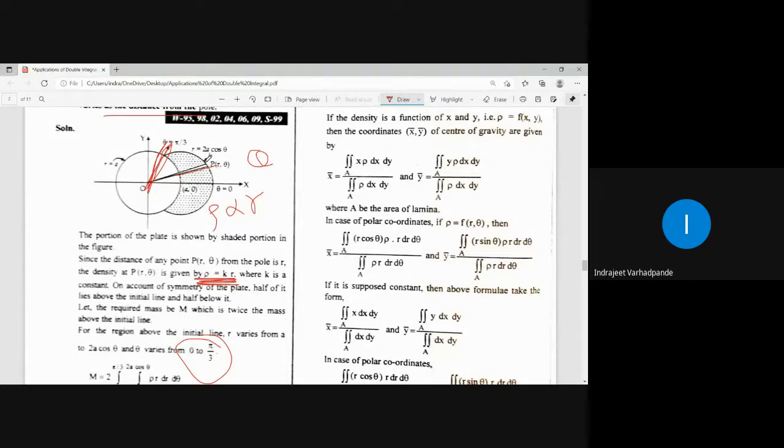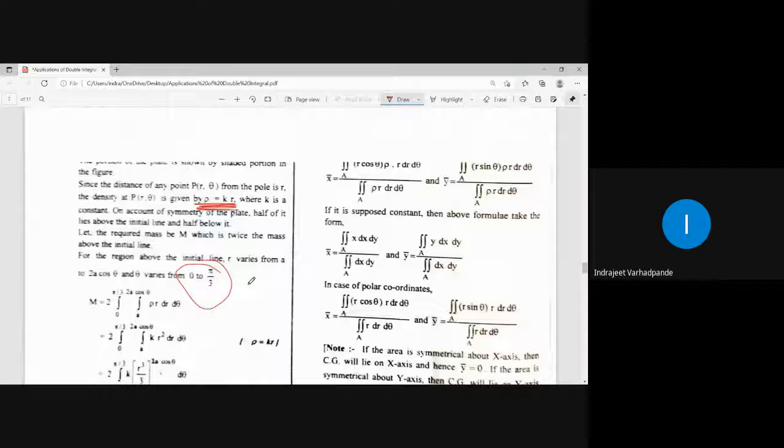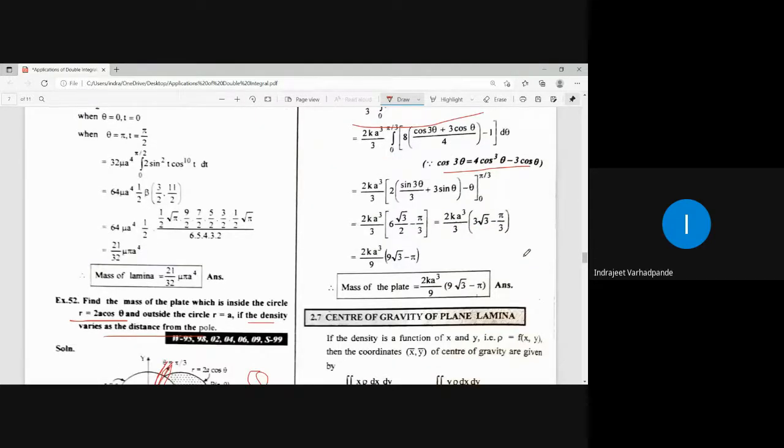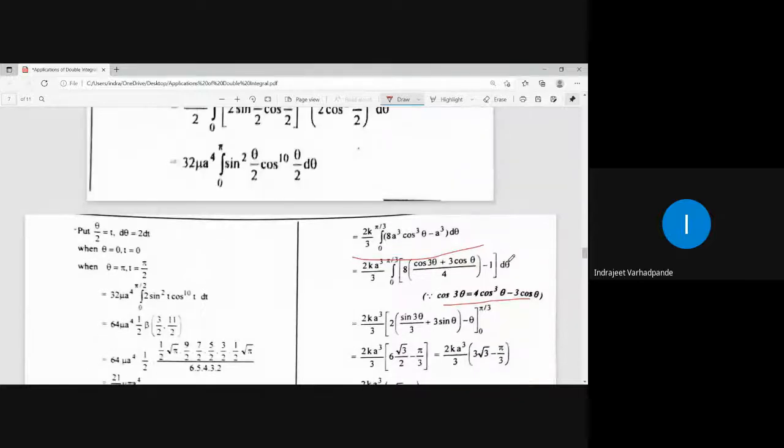So when you complete or write this problem, you will easily see how the simplification is done. The integration is a little complicated because you need to apply the formula, but you can easily find the mass of the plate and get the simplification. I hope this much part is clear to everybody.